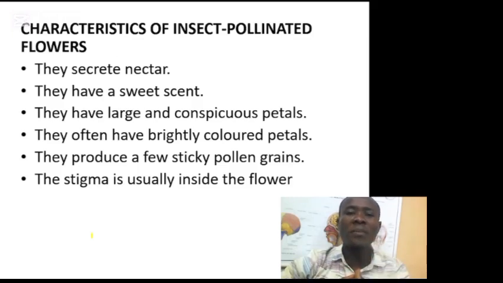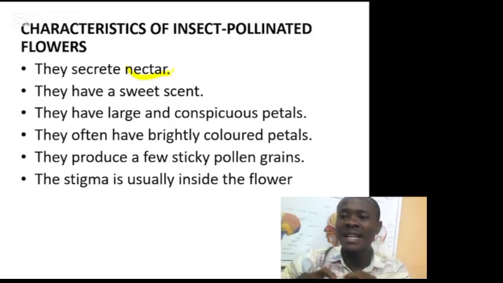So we are going to talk about the characteristics of insect pollinated flowers, which we call the entomophilous flower. And we are also going to talk about the characteristics of wind pollinated flowers, which are called the anemophilous flower. But we are going to use this slide to explain both the insect and the wind pollinated flowers, how they look like. The insect pollinated flowers, they secrete what we call nectar.